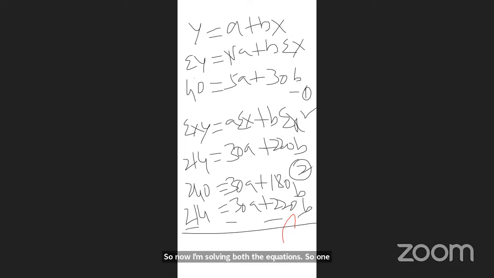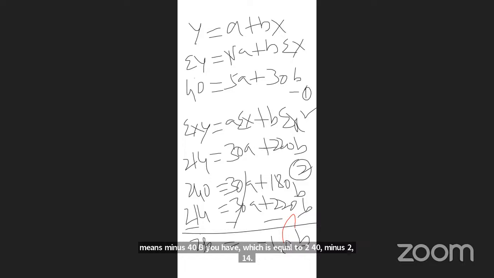One equation is deducted from the other. So this 30a and 30a get cancelled. Minus 220 and 180, that means minus 40b, which is equal to 240 minus 214. How much are you getting? Is it 26? Yes, ma'am.